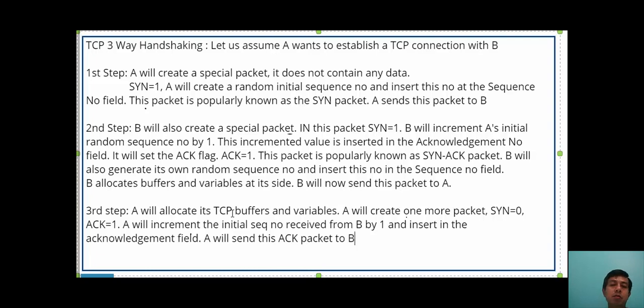TCP also allows A to start sending data from this third packet itself. In fact, if A wants, it can start sending data from this third step also. But normally, data transmission actually starts after these three steps are over. So these three steps establish a TCP connection between A and B, and once this handshaking phase is over, the actual data transmission can take place between A and B.